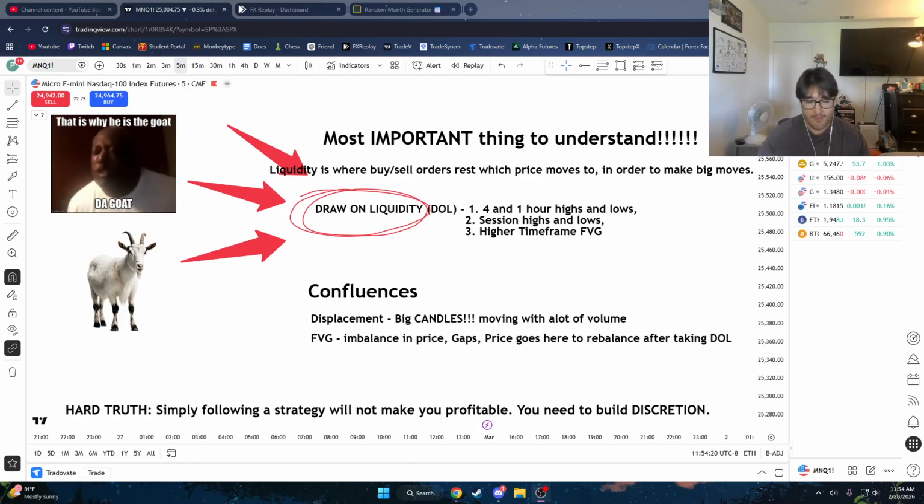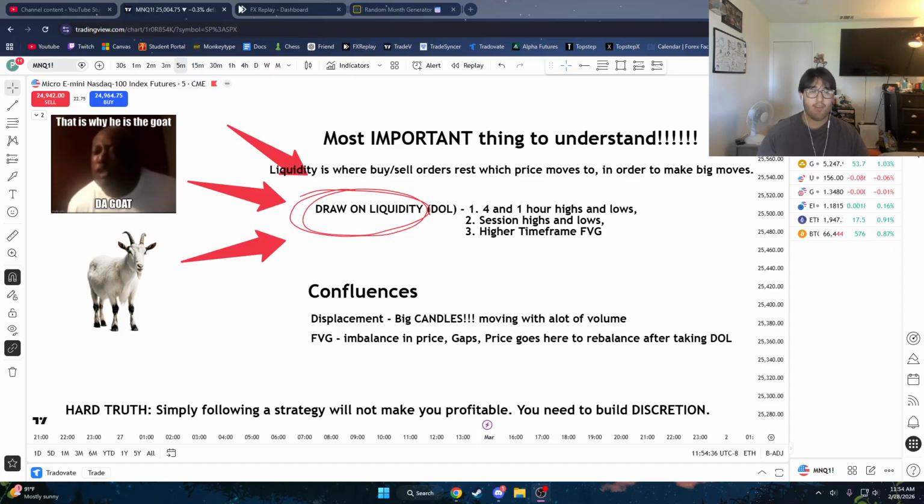Or if we disrespect it, going away from my draw, then I need to change my bias and reassess my draw on liquidity. Vice versa, right? If we disrespect a fair value gap and it's going towards my draw, then my draw is confirmed.